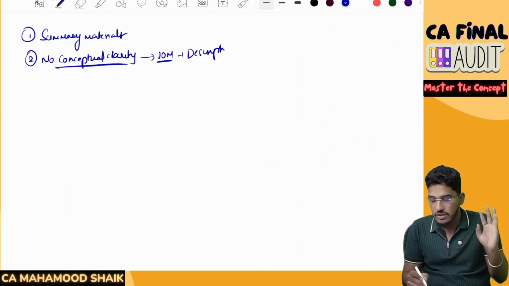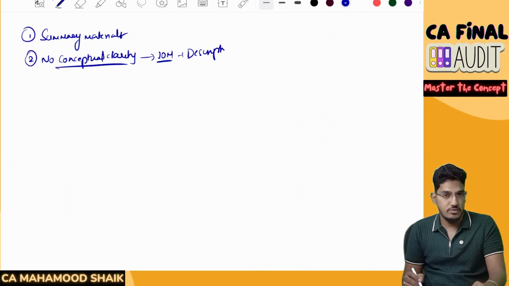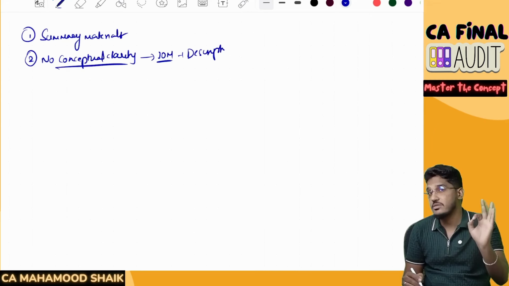So if you are lacking conceptual clarity, gone. MCQs you will not be able to answer. Descriptive questions also you will not be able to answer. So having conceptual clarity is a must.